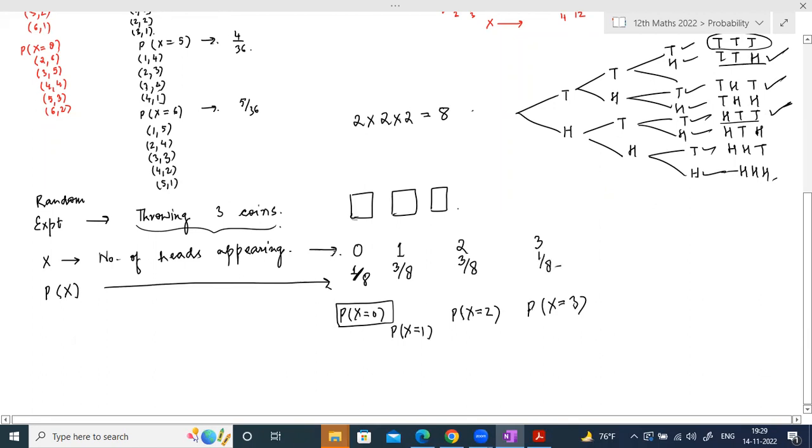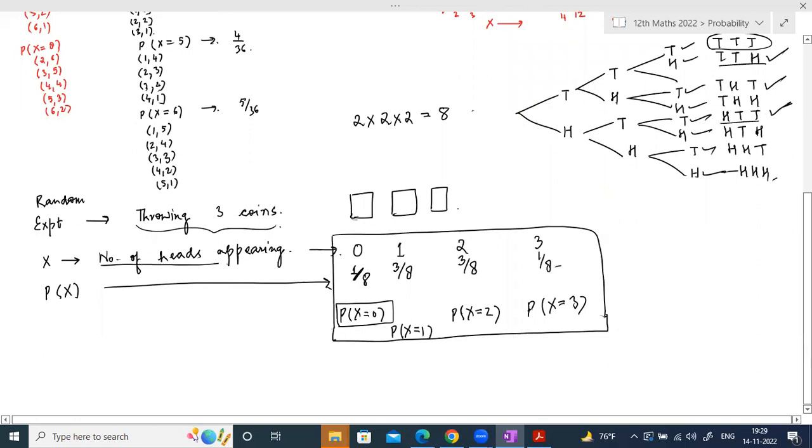Yes. So this table is the probability distribution of this particular random variable, number of heads. I hope this is clear, and I think you knew some of this already. Good.